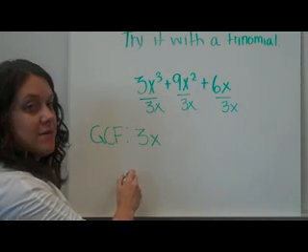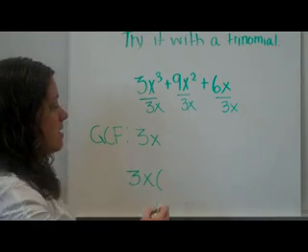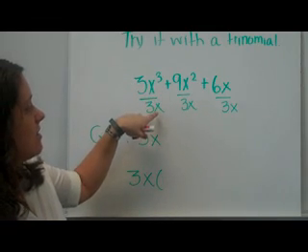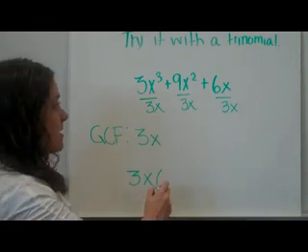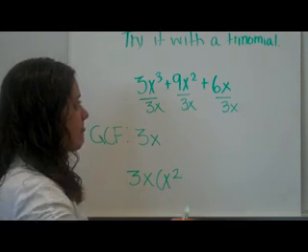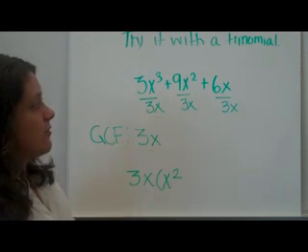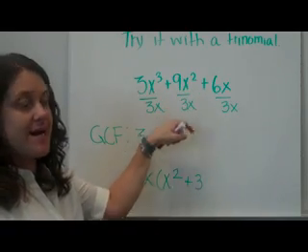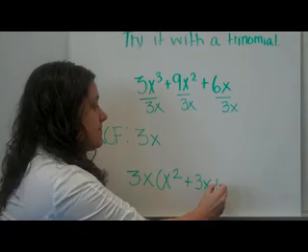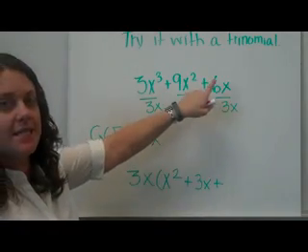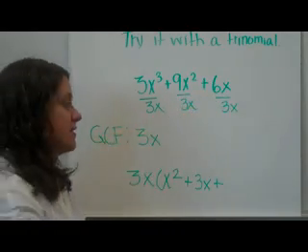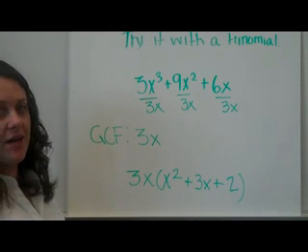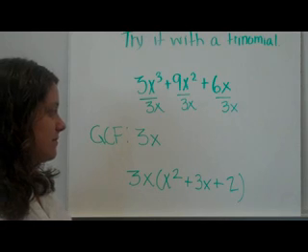Alright, so I write the greatest common factor out front. And then I write what's left. 3 divided by 3 is 1. X cubed divided by x is x squared. 9 divided by 3 is 3. X squared divided by x, x. And then 6x divided by 3x is 2. Okay, and there is my answer.